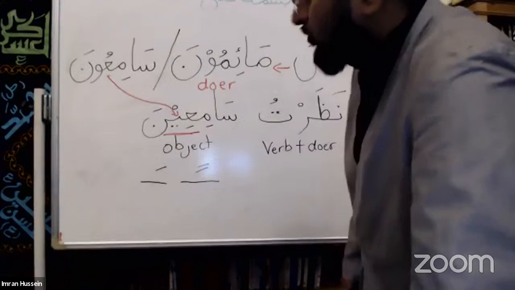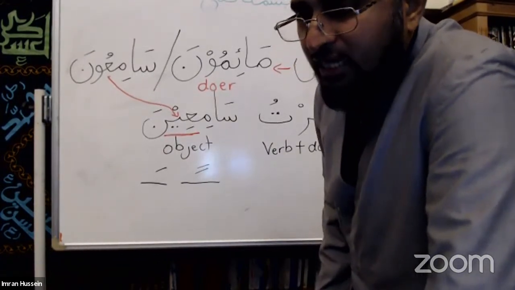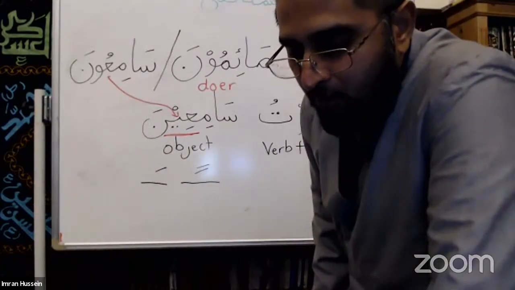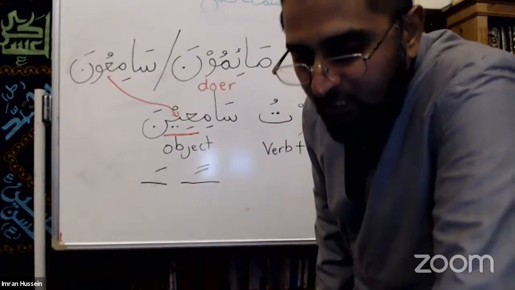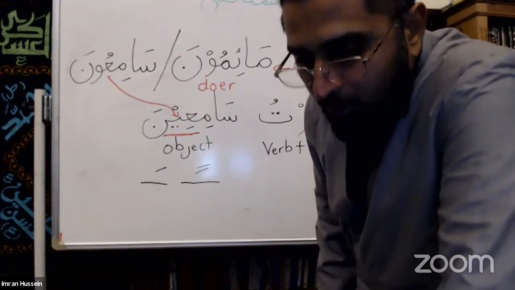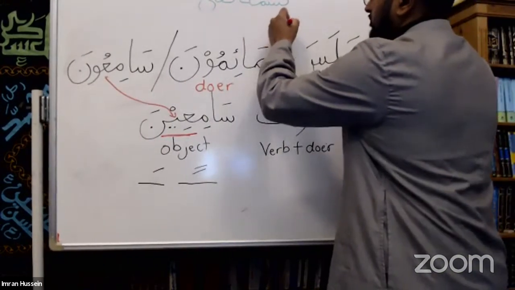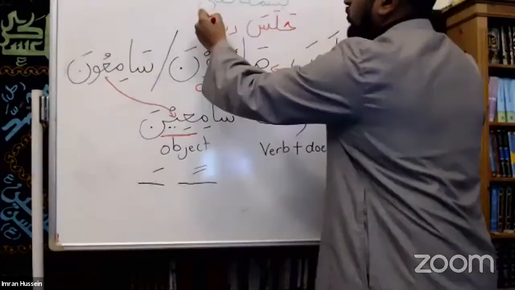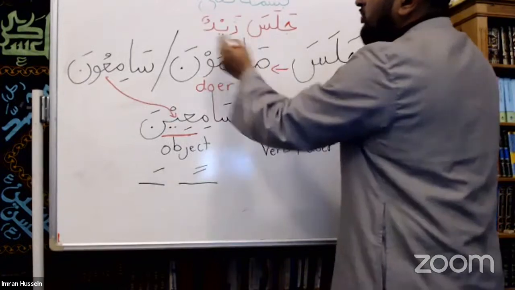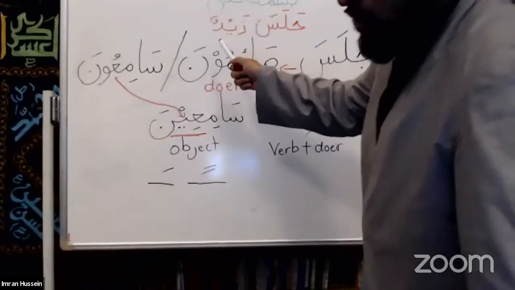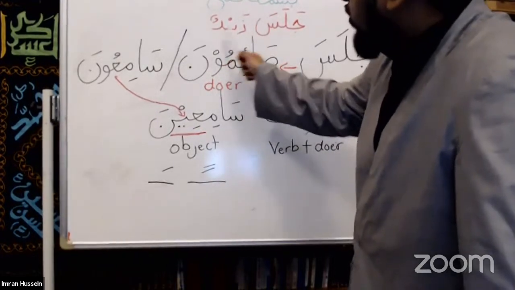Normally, do you remember that I said something as well, that jalasa zaydun, correct? Do you remember jalasa zaydun? Yes. When we say jalasa zaydun, every verb requires a doer, and every doer is given a dhamma tanween. Do you remember that? So in this sentence, jalasa zaydun, I'll write this down over here. Jalasa zaydun means zayd sat, okay? Jalasa zaydun, zayd sat. So this is the dhamma tanween, which is given to a noun. Every verb requires a doer. So this is the person who did the action.